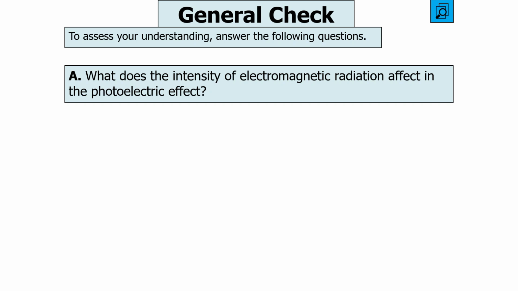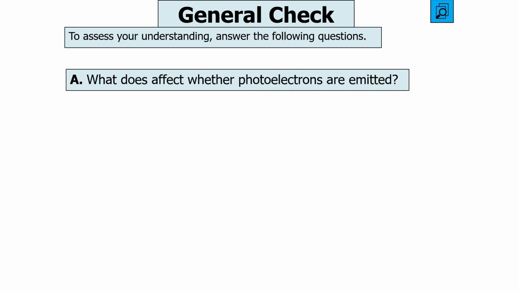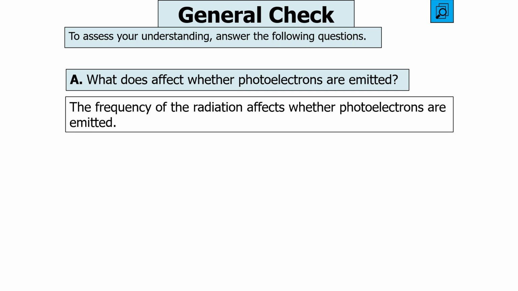So pause the video now, then unpause the video when you want to go through your answer. The intensity of the electromagnetic radiation affects the number of electrons emitted when the frequency is above the threshold frequency. What does affect whether photoelectrons are emitted? The frequency of the radiation affects whether photoelectrons are emitted.